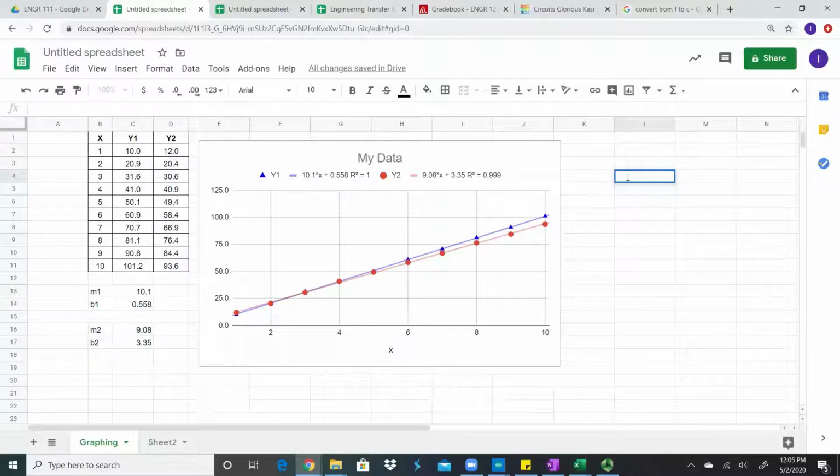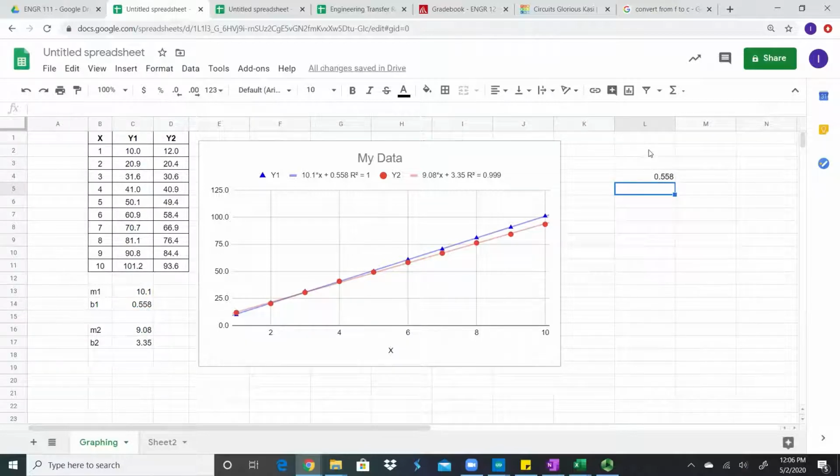I'm going to say, take my slope, which is 10.1, so I'm going to click on it, and I want to multiply that by some input. Now I didn't have a spot for an input. I'm just going to click here on L2 for now, and L2 is blank right now, so essentially there's a 0 there. So this is my slope times 0, or in other words, my slope times my variable that is in L2. That's going to be my x. And then I want to add my y-intercept to it, so I'm going to click over here on 0.558.